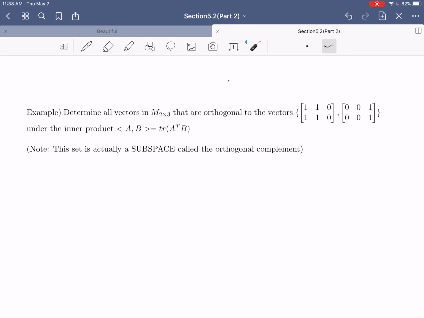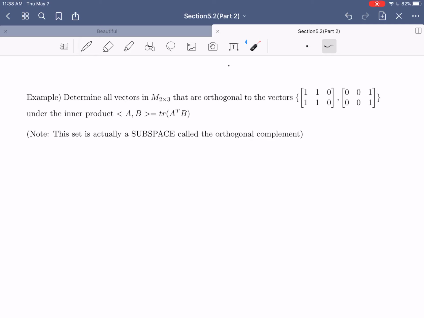And I believe in some of the suggested exercises, you can see proofs of that, in that if you have two vectors that are orthogonal to another vector, summing them remains orthogonal. And if you take a scalar multiple of a vector that is orthogonal to another vector, that scalar multiple is still orthogonal, which is why it will be a subspace. Not going to be super important for our class, but it is a nice extension. Just to get a little practice with orthogonality, though, we're going to determine all the vectors that are orthogonal to these two.